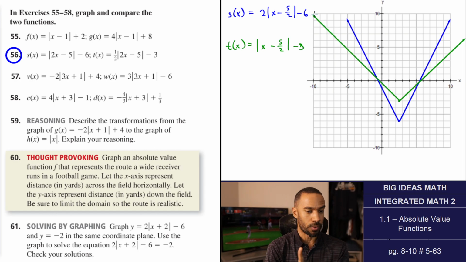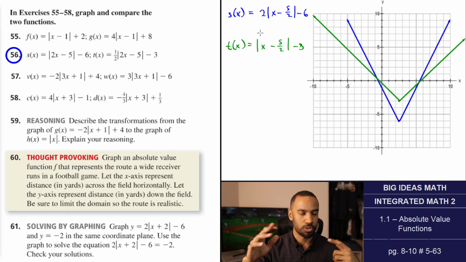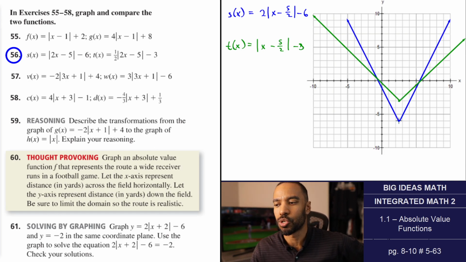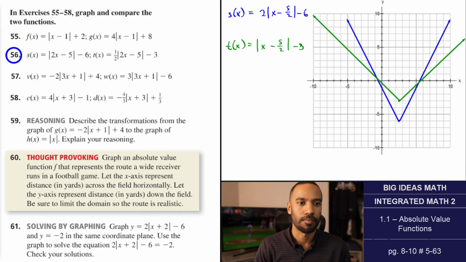Now we go from blue to green. So although this has a 2, we don't say vertical stretch. We're going from blue to green. We're going from 2 to 1. So we vertically compress by a factor of 1/2. From 2 to 1, it's twice as small. Vertically compress by a factor of 1/2, and then translate 3 units upward. No horizontal translation on that one. Okay, number 57.